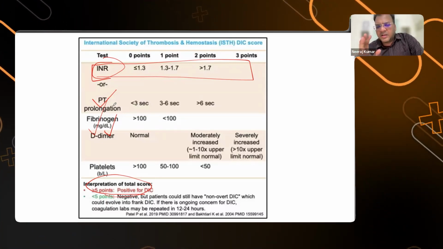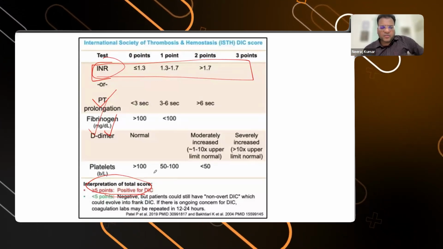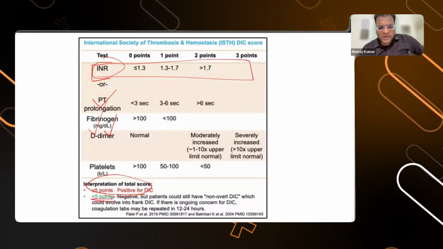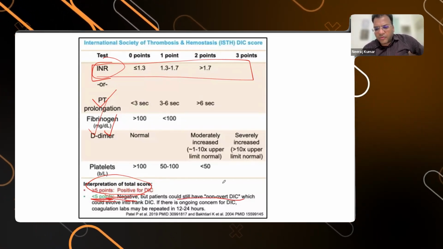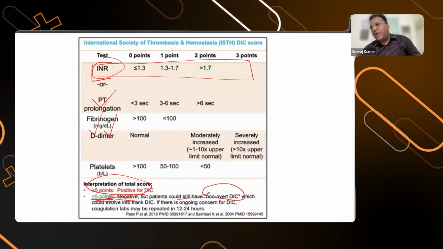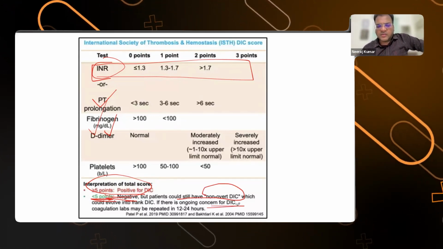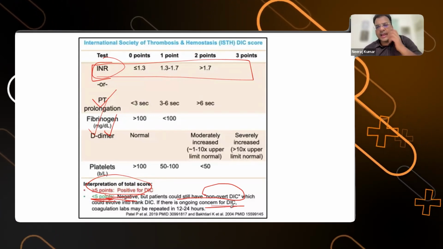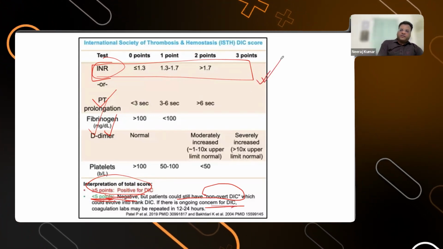And then your platelet count: more than 1 lakh scores 0, 50 to 100 scores 1, and less than 50 scores 2. So if the score is less than 5, it is negative. But the patient could have non-overt DIC, which can evolve directly into a frank DIC. That's why the ongoing concern for DIC has to be taken care of, and that's why this DIC score has to be repeated every 12 to 24 hours.